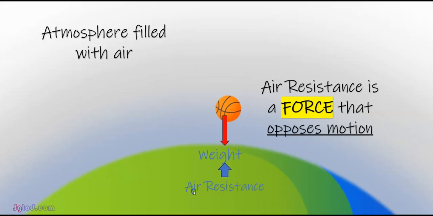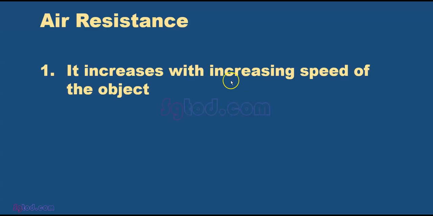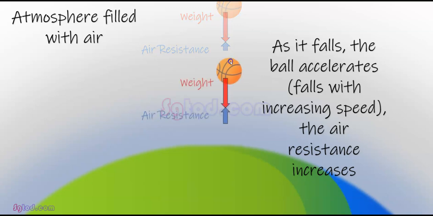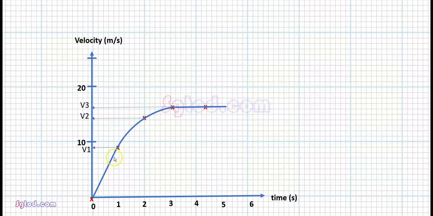There are four important characteristics about air resistance. First, it increases with increasing speed. So as the falling object is subjected to the pull of Earth's gravity and hence falls with increasing speed, the air resistance will also increase as the speed of the falling object increases. This will cause the increase in speed to slow down. That means as the object falls, its speed increases but at a decreasing rate. That means its acceleration will reduce as it falls.